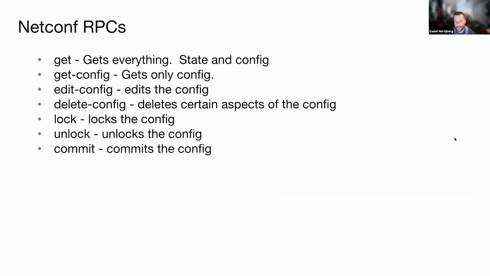So here are the everlasting revolving RPCs. Get literally gets everything. Get-config gets only the configuration. Edit-config will actually let you edit it. So if you want to edit everything for ACLs and actually do that, and then do what's called a commit, which is what we call internally if you use config replace. You can delete portions of the config, you can lock portions of the config, you can unlock it. So those are really, really cool RPCs.